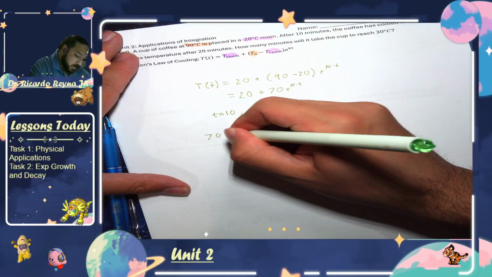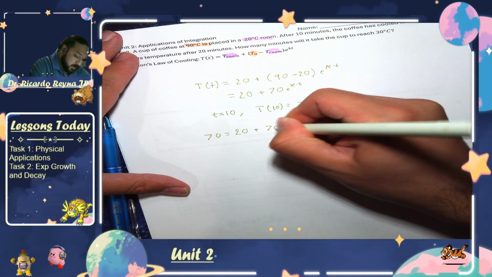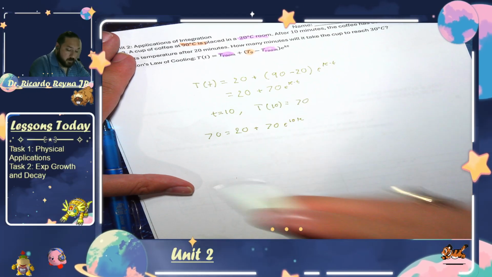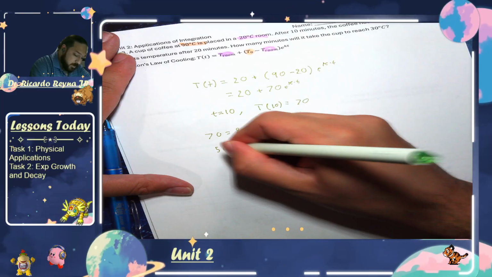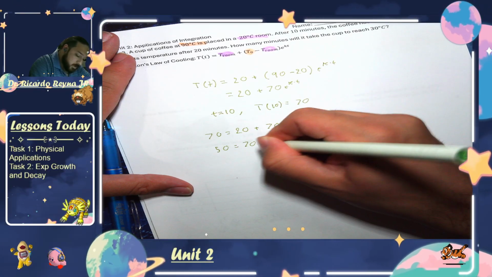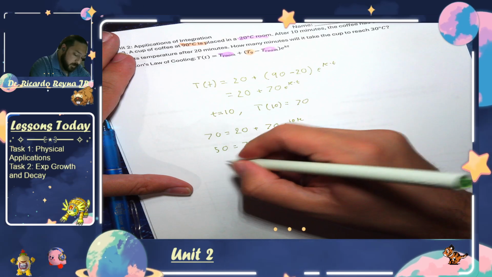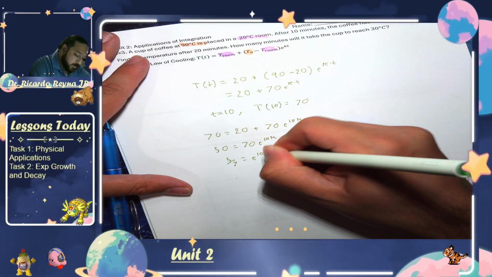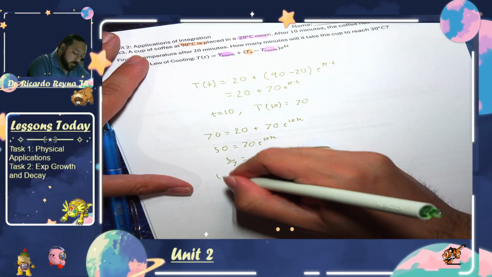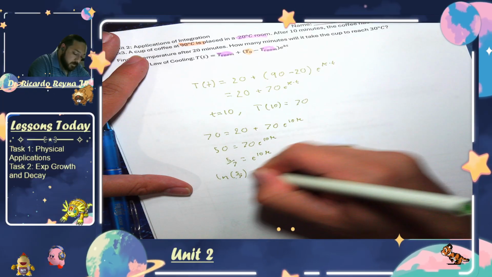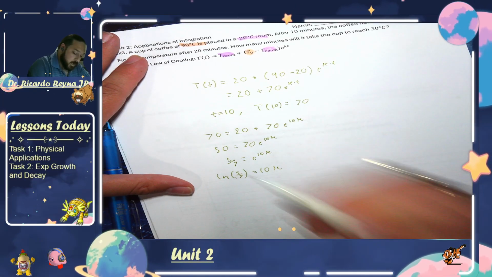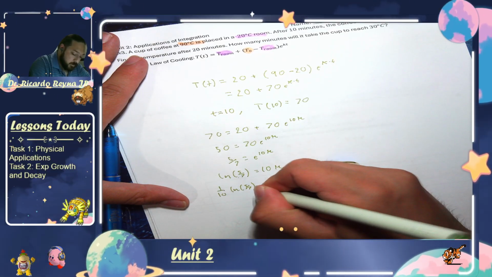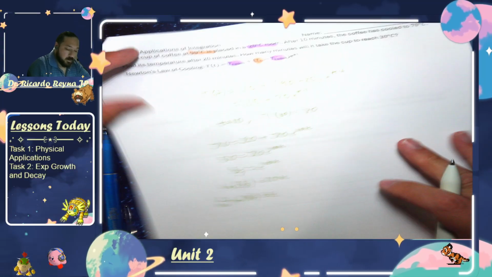We get 70 is equal to 20 plus 70 e to the 10k. Subtract the 20 to get 50. 70 e to the 10k, divided by 70, to get 5 over 7 is equal to e to the 10k. Take ln of both sides. Ln of 5 over 7 is equal to 10k. And then divide by 10. 1 over 10 ln 5 over 7 is equal to k.